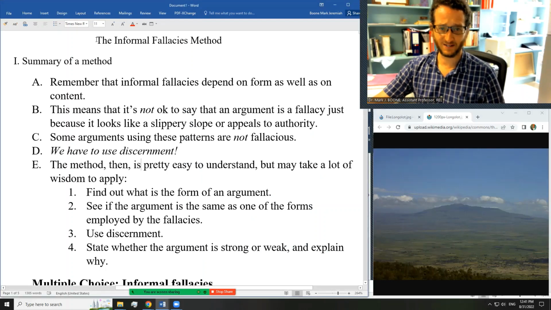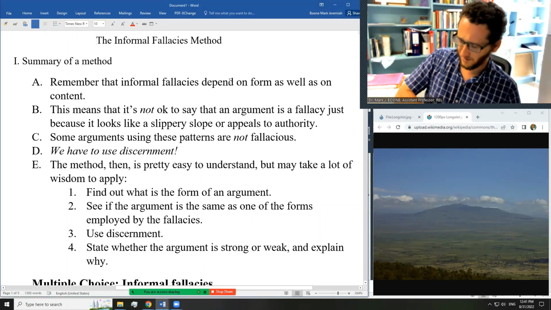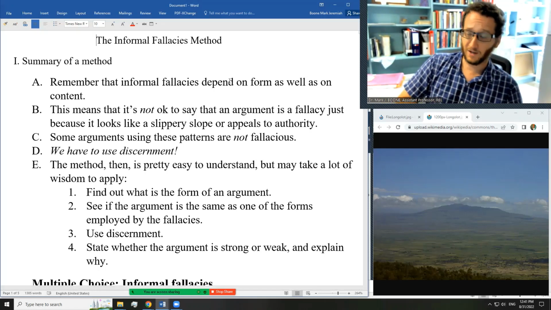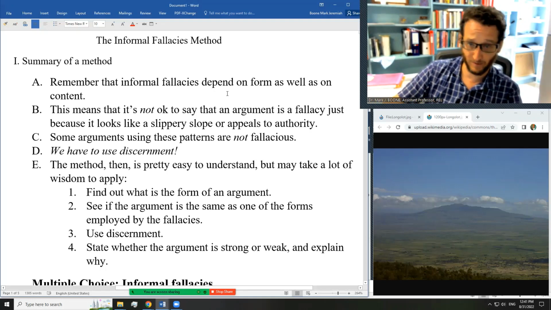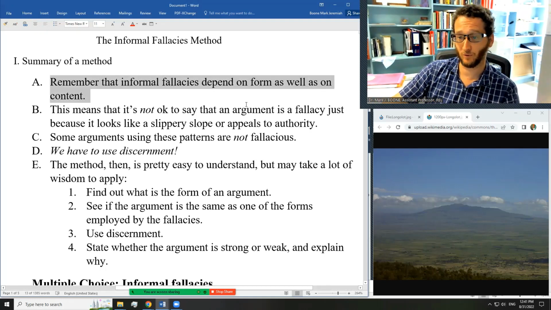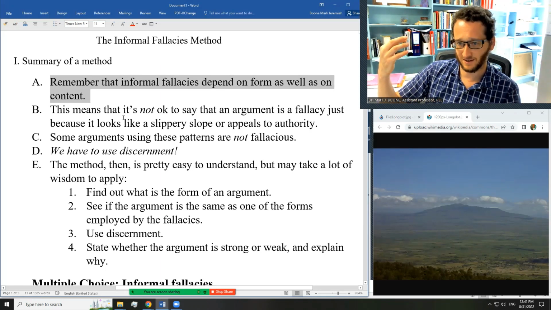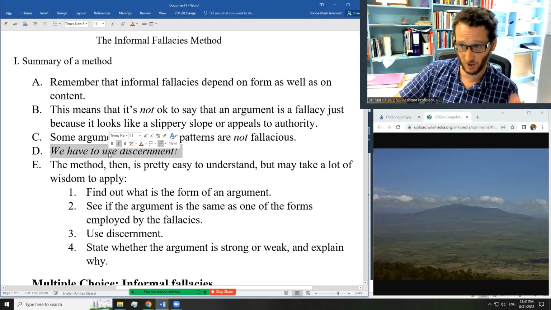and talk about what is this method we're using here. This is a method of testing arguments to see whether the conclusions are well enough supported by their premises. Remember, informal fallacies depend on form as well as on content. It's not okay to say that an argument is a fallacy just because it looks like a slippery slope or appeals to authority or attacks a person or appeals to pity or is one of those other things that happens in these informal fallacies. Some arguments using these patterns are not fallacious. We have to use discernment.